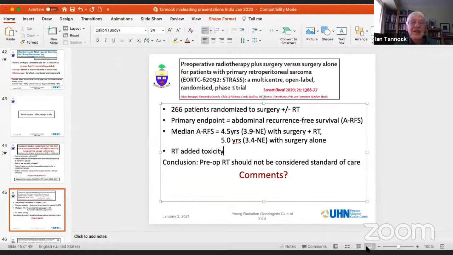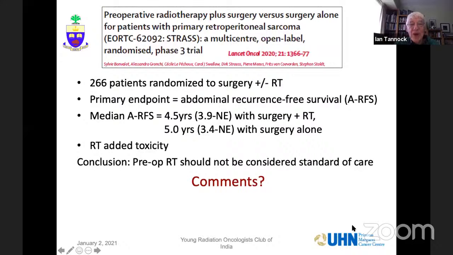Yes, sir. Okay. So basically, it's imperfect evidence, but really, I think the fallback position is first do no harm, and given this result, I would agree with their conclusion that pre-op RT should not be considered standard of care.